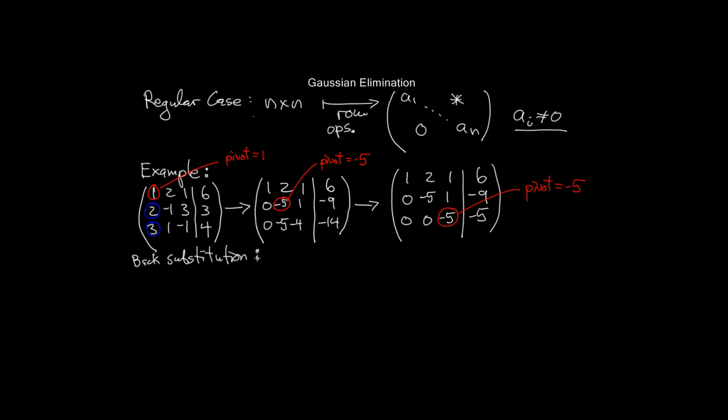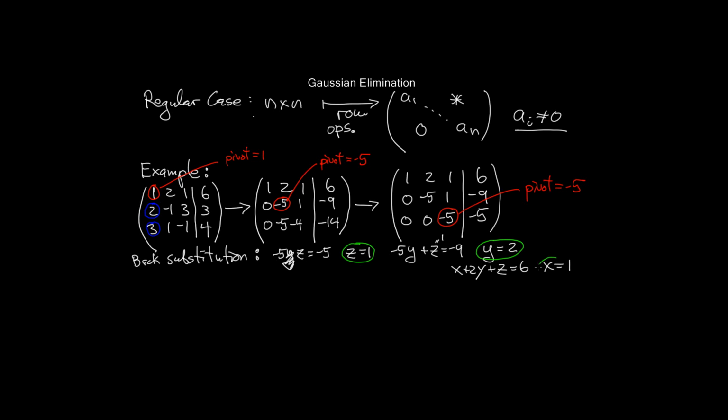And now it's easy to go back and solve the equation. This is called back substitution because you start with the last variable z, and say minus 5z is equal to minus 5, which says z is equal to 1. And then the previous line says minus 5y plus z is equal to minus 9, and plugging in z is equal to 1 tells us that y is equal to 2. And then finally the top line says x plus 2y plus z is equal to 6. And if you plug in y and z, you conclude that x is equal to 1.